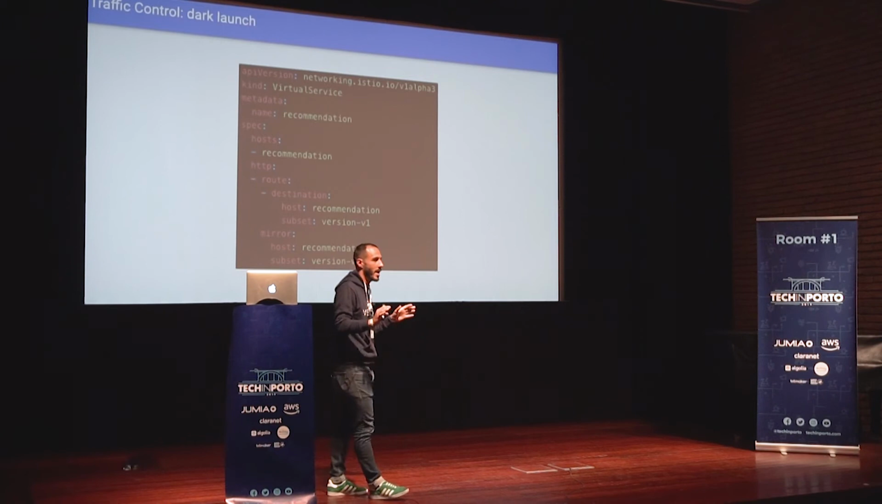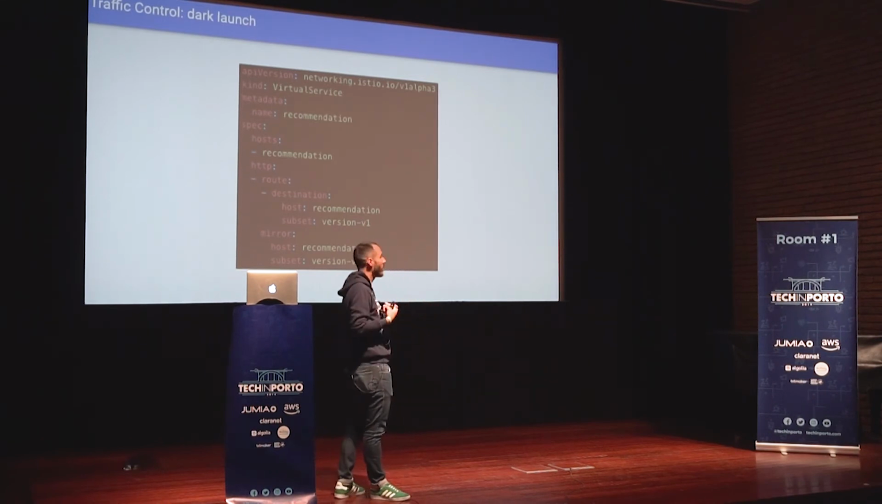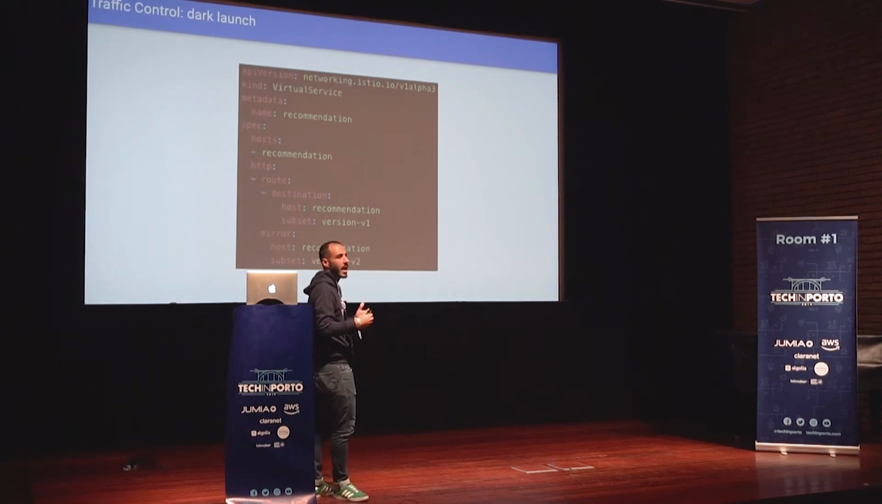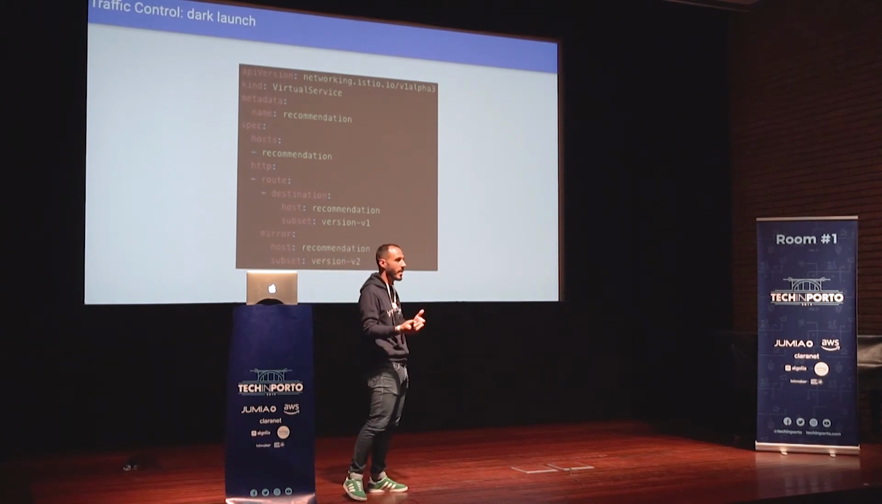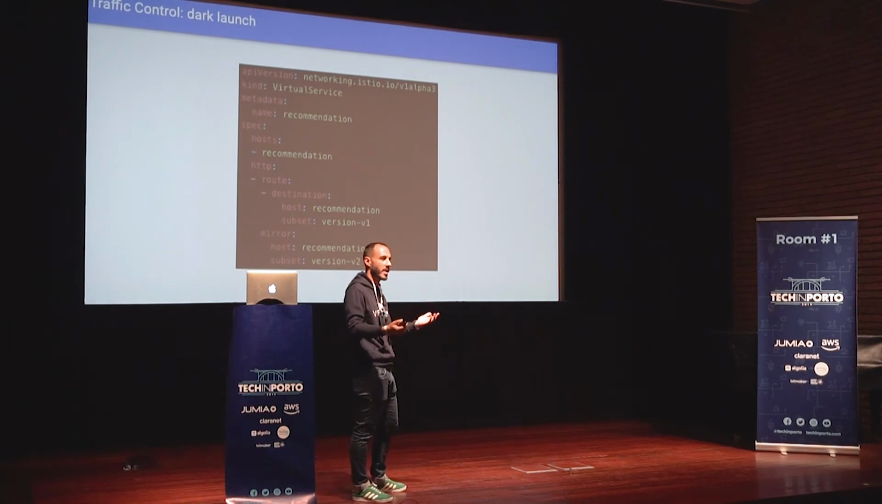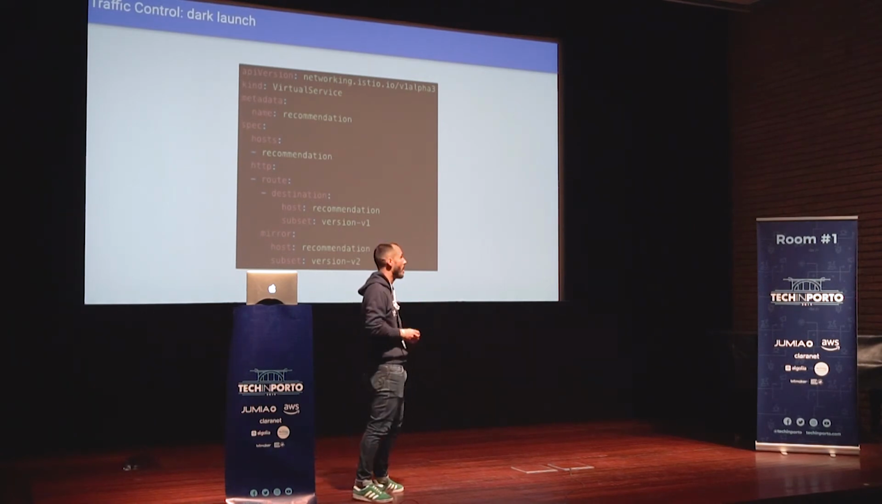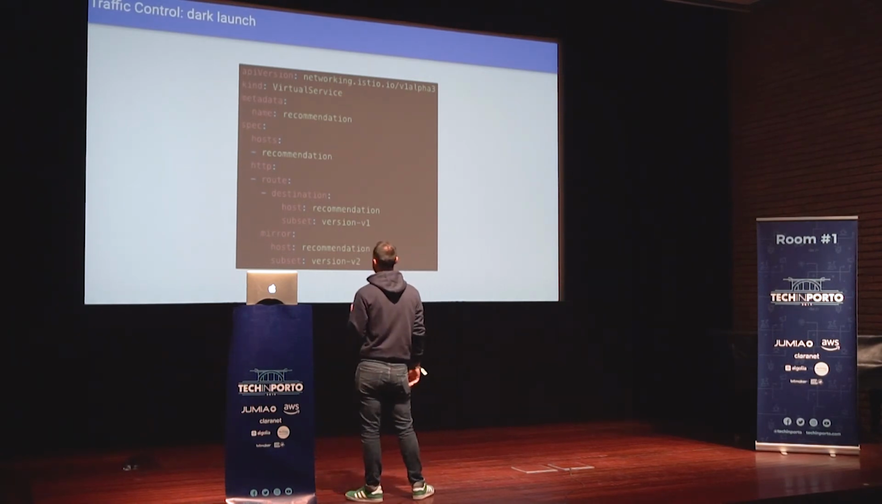Because it is so simple, it's fire and forget. Istio doesn't manage any of this traffic. The only thing that it does is forward it. And of course, you have to take care of other stuff. If you're using the same database or that kind of thing, you have to be careful because it's live traffic on the deployment that you deployed.